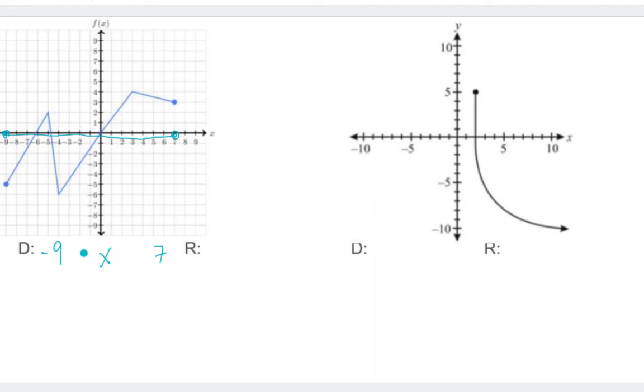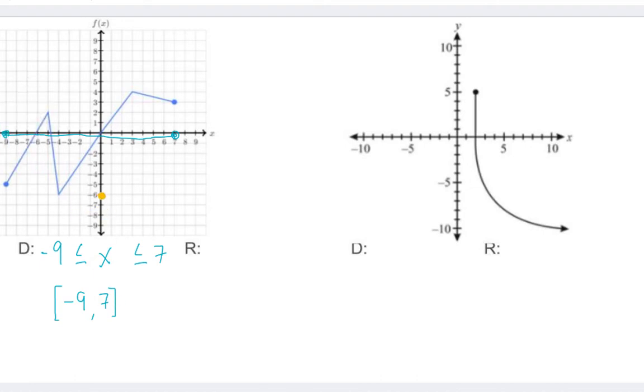and it includes the negative 9, so it's less than or equal to. It includes the 7, so again, it's less than or equal to. So when we draw this in interval notation, it's a bracket, not a parenthesis. So negative 9 comma 7 says the domain goes from negative 9 to 7 and includes both of those.